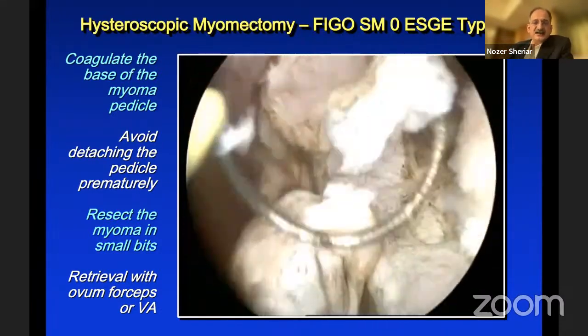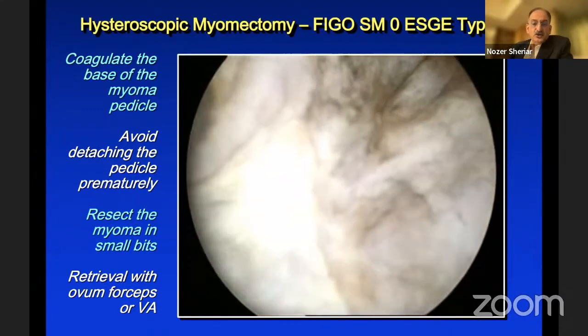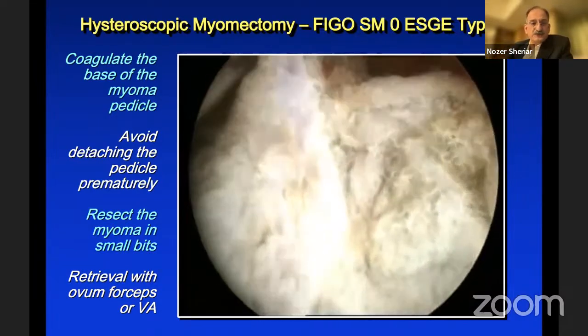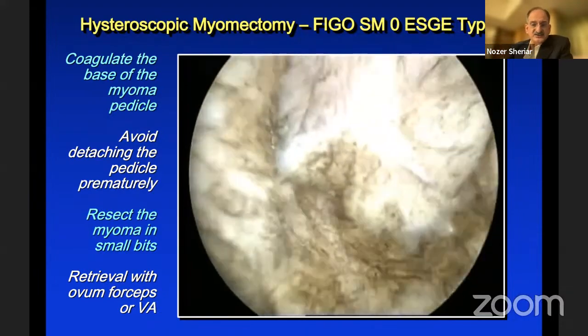If you have this kind of a pedunculated myoma, do not go for the pedicle. You may fulgurate the pedicle with a roller ball to reduce bleeding. Do not go for the pedicle. Cut it down to a size that will be easy to extract.